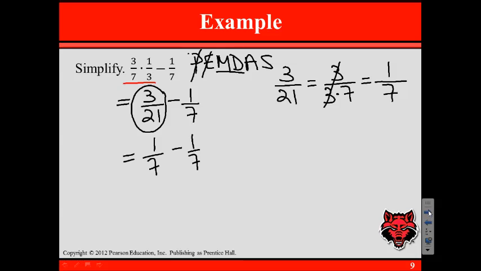Using our order of operations again, we see we only have one operation left, and that's subtraction. We already have common denominators, so we write that denominator one time, perform the operation with the numerators. 1 minus 1 is 0. And if you'll remember, this is a special case for Module 1. 0 divided by a non-zero number is just 0. So 0 here is the answer.